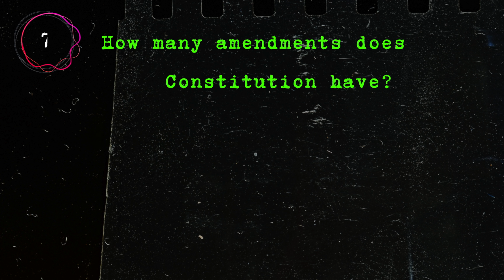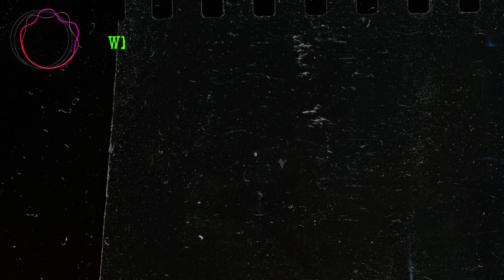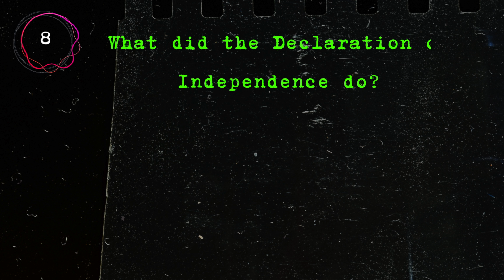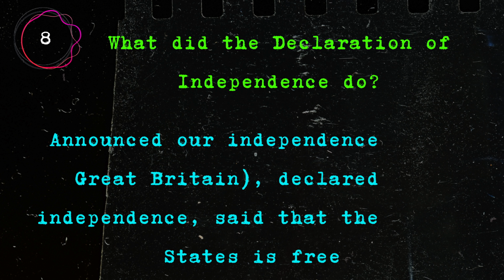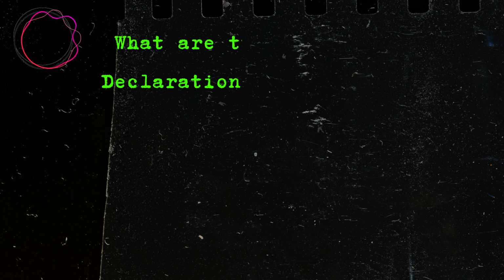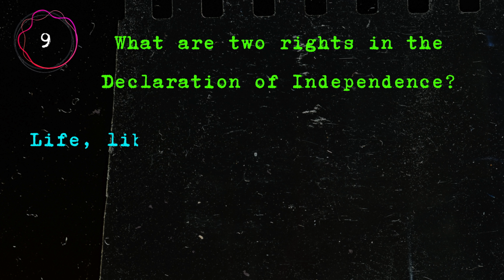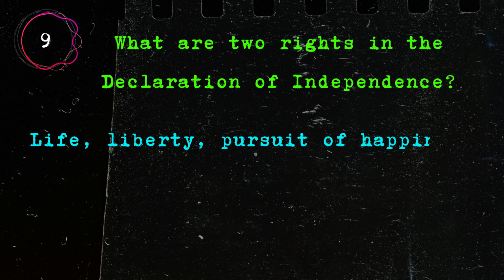How many amendments does the Constitution have? 27. What did the Declaration of Independence do? Announced our independence from Great Britain, declared our independence, said that the United States is free. What are 2 rights in the Declaration of Independence? Life, liberty, pursuit of happiness.